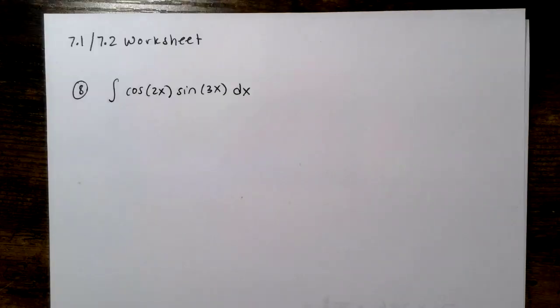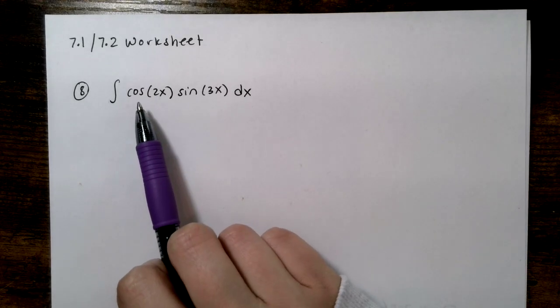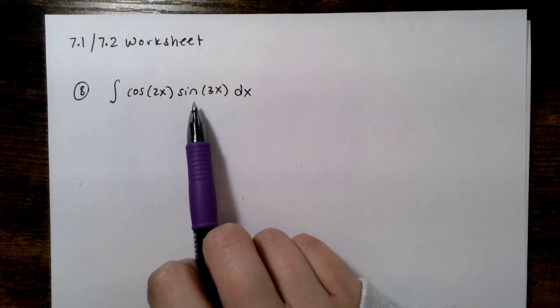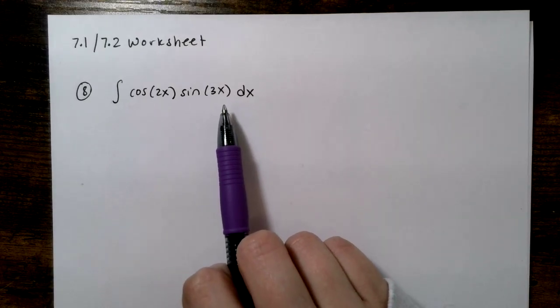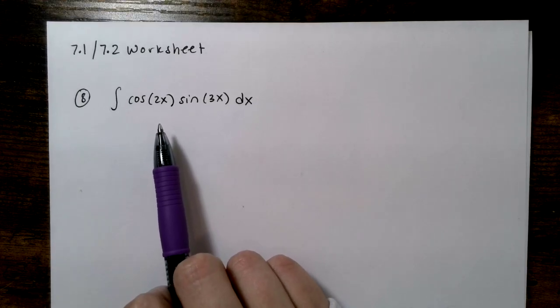Let's talk about the solution to number 8 on the 7.2 worksheet. That is the integral of cosine 2x sine of 3x. Okay, so this one's really different from the other integrals that involve a combination of sine and cosine. Typically, you have cosine to an exponent, sine to an exponent. This one's different because we're lacking the exponents, which actually is not that big of a deal.